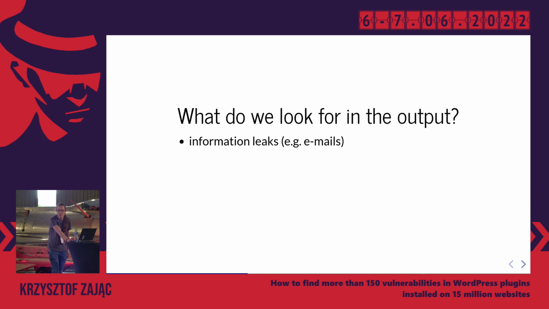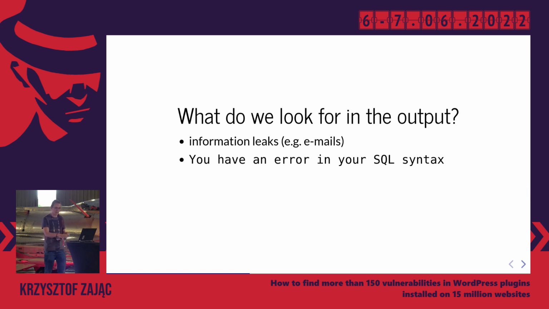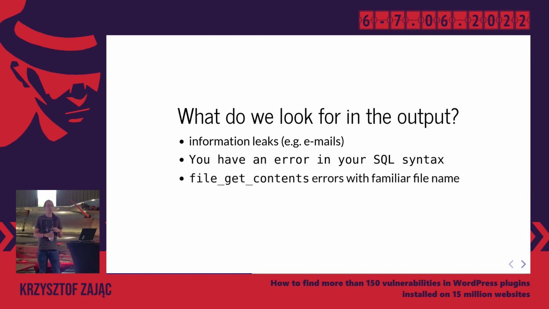So yeah, we look for information leaks. We look for, of course, SQL crashes related to SQL injection bugs. We look for attempts to open a file with familiar file name. So if we see that the plugin attempts to open a file containing the word garlic, then it's interesting, because maybe the plugin does something with the file. It shows it to the user, sends it via email or whatever. So maybe it's a way to read files from the server, etc.